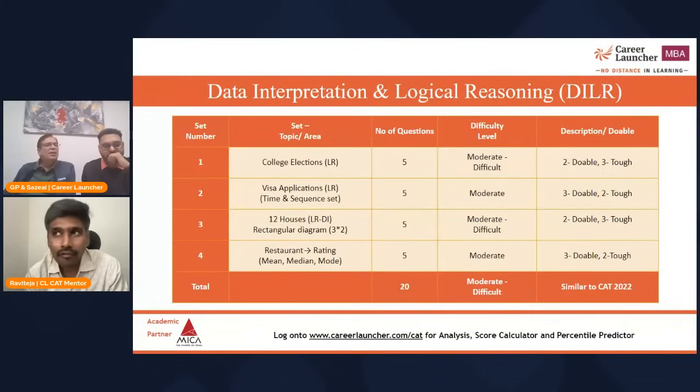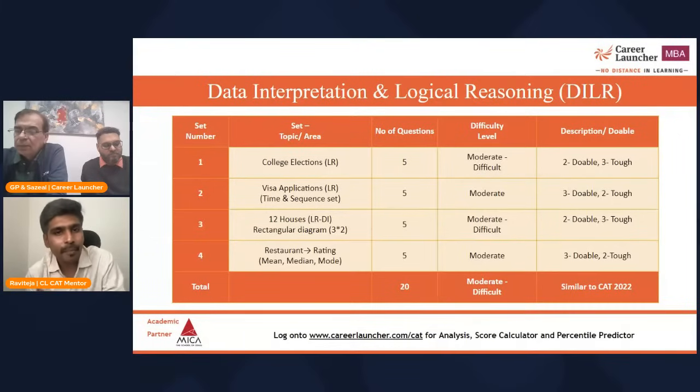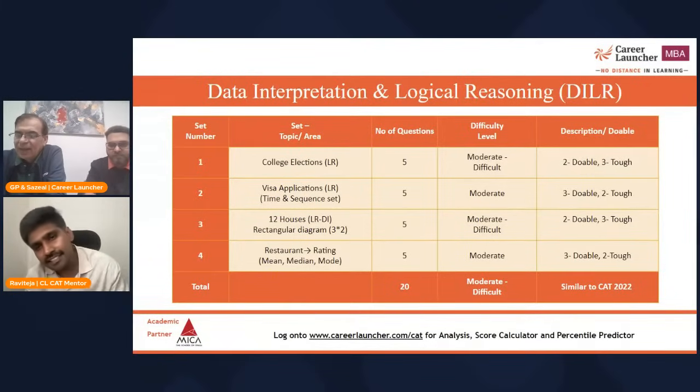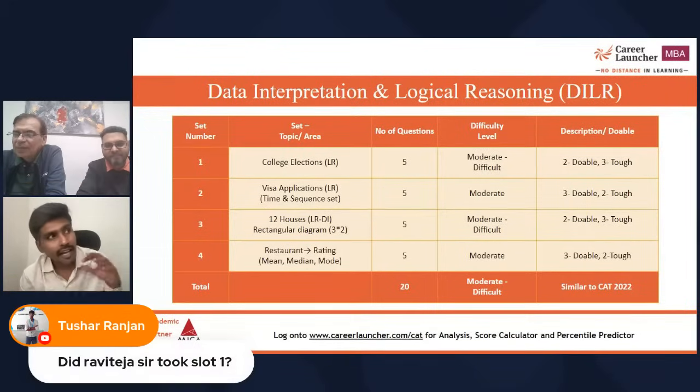See, unfortunately for me, what happened, I'll tell you. In my paper, there was one question which was the restaurant and rating mean, median, and mode one. That was the last set I got to see, and I was only left with 7 minutes in the paper. And I realized that is the easiest set in the entire lot. Not calling it explicitly easy. I am calling it easiest among the entire lot.